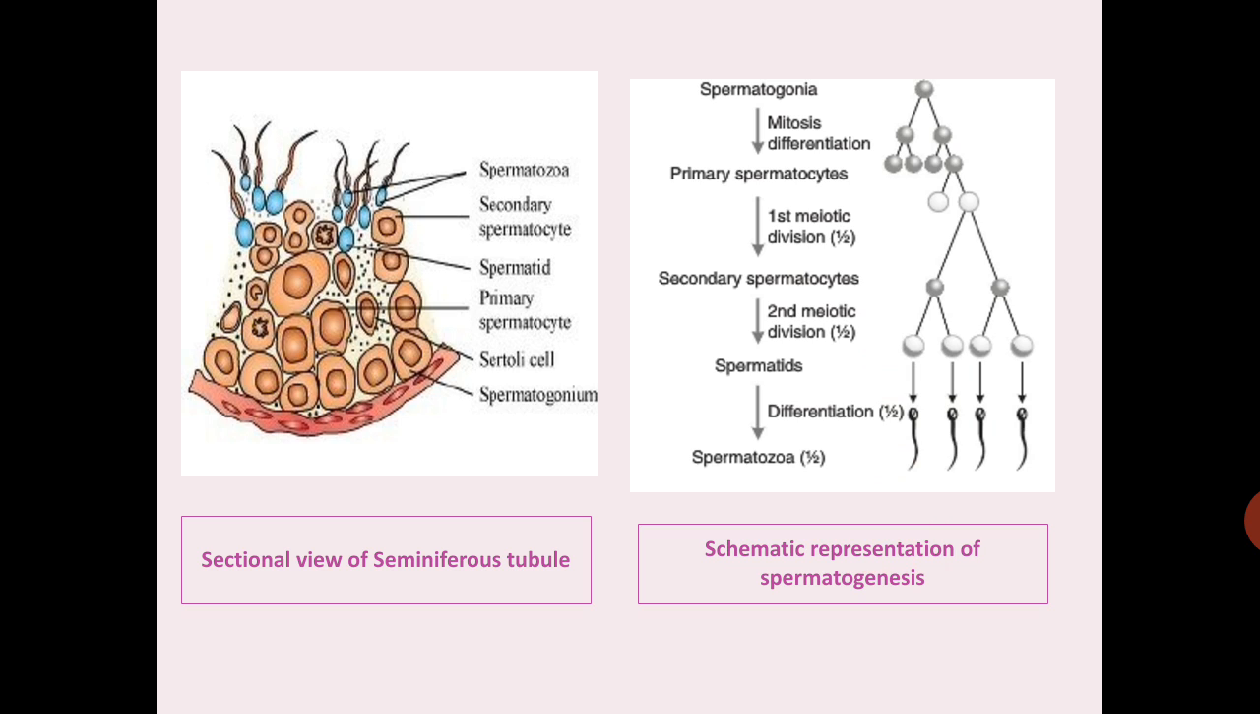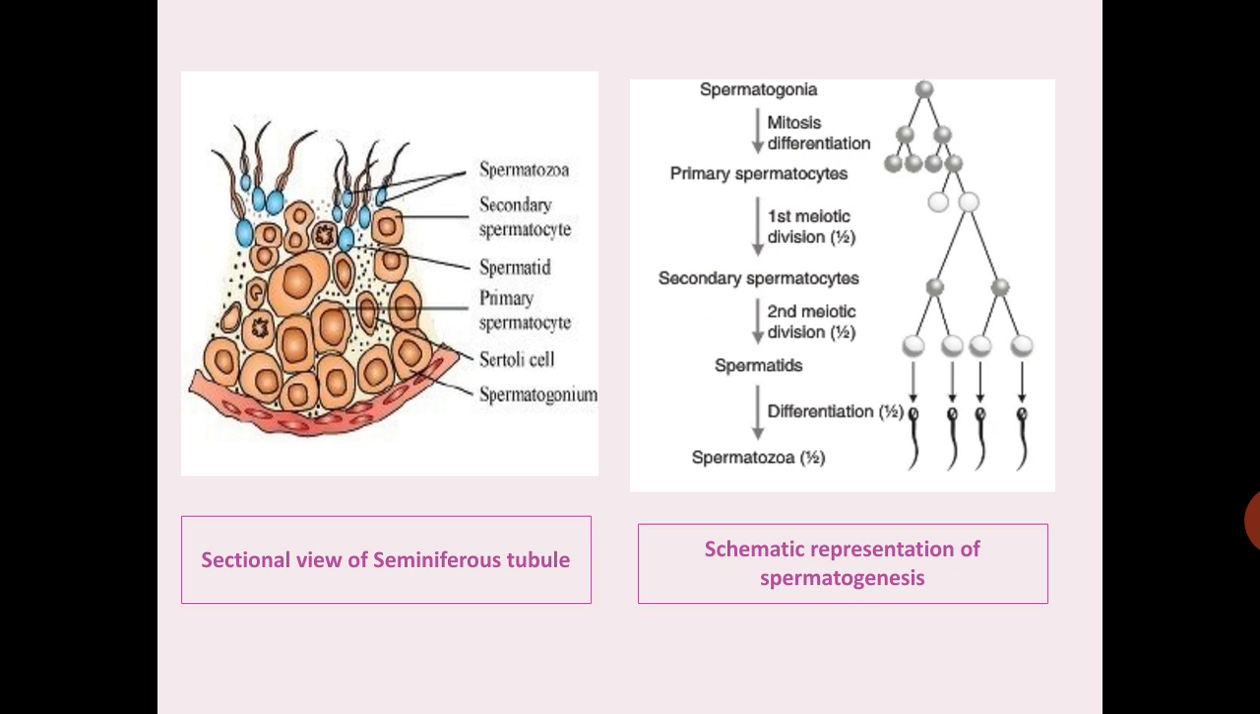We have already studied how the spermatozoa are formed. So there are spermatogonia which undergo mitosis, forming primary spermatocytes. These primary spermatocytes undergo the first meiotic division to produce secondary spermatocytes, which undergo the second meiotic division to produce spermatids, which undergo differentiation to form spermatozoa. Differentiation in the sense, now these spermatids do not have tails. You can just see here they are non-motile. They don't have the tail. So they get differentiated to form spermatozoa.